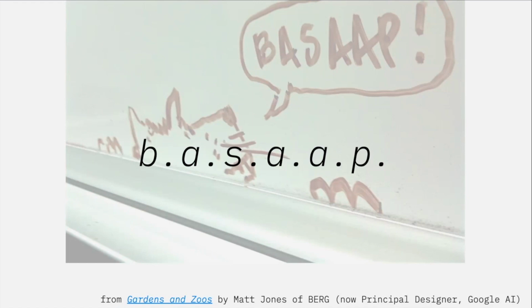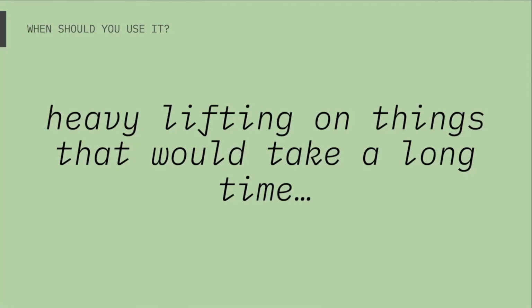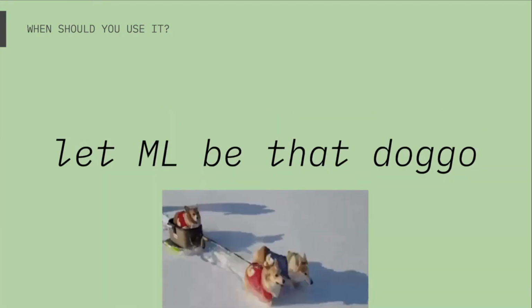Because puppies don't try to do everything for you. And they're really cute and they're really forgivable. And they're like, here, I'm helping. Hi, I just fetched this newspaper. Hi, can I be your friend? And that is the level that you want from an AI, although maybe a little bit less annoying than a very, very hyperactive Chihuahua. So use AI and machine learning for heavy lifting on things that would take you a long time. Let machine learning be that doggo.